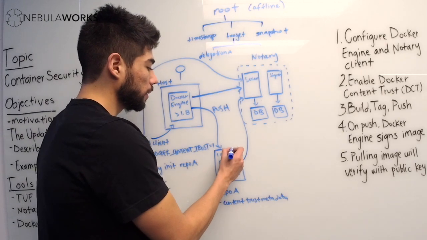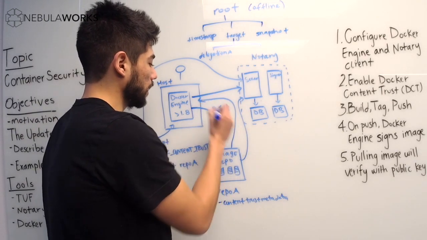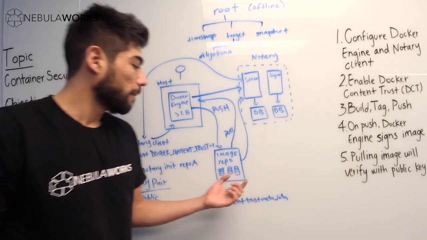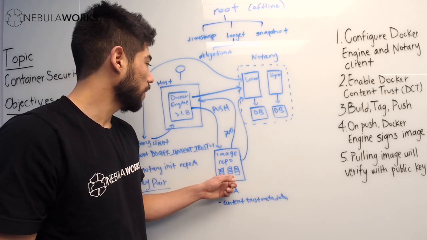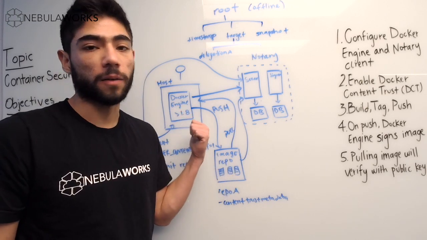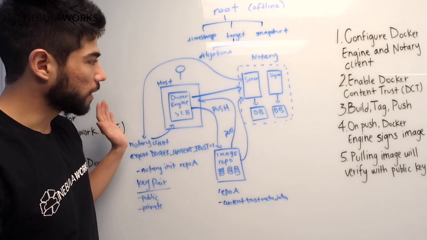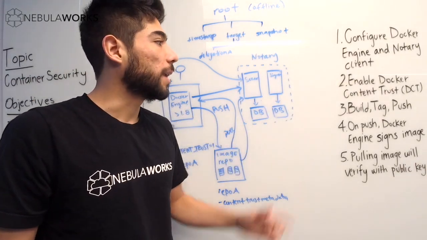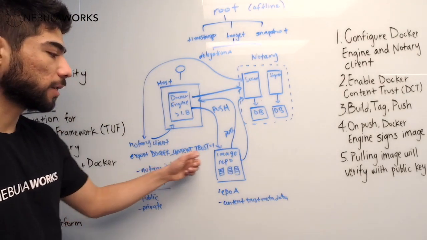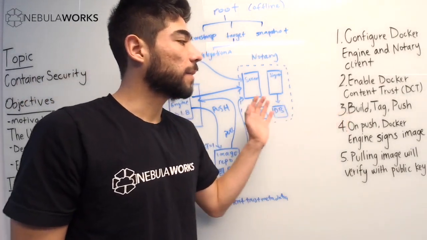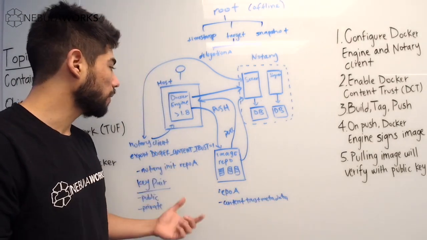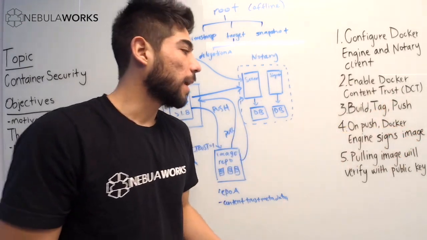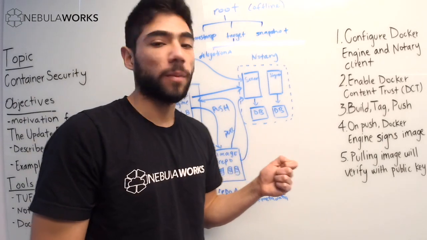So now if there are any pulls back to the engine, we can verify that the public key that exists in the image repo matches the private key on the Docker engine. So with this workflow, developers can first configure the Docker engine and Notary client, and then enable Docker Content Trust by exporting Docker Content Trust to 1. And then every time they build, tag, and push an image, it will require that a key be present, leverage that key to sign the image, and then push it to the image repository. And then when you pull that image, it will verify with a public key.